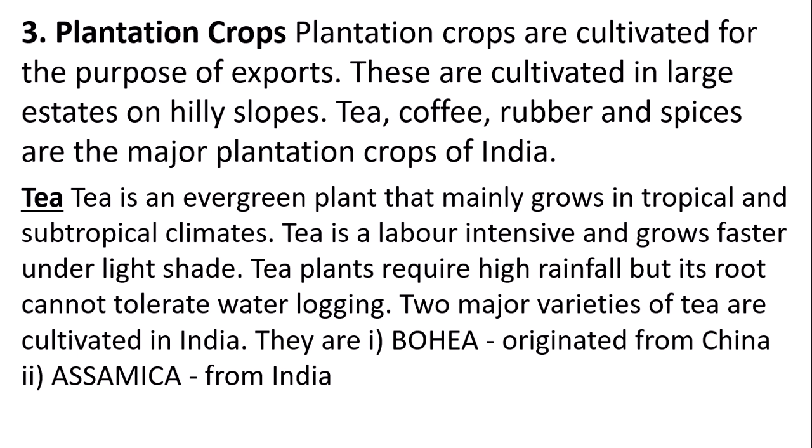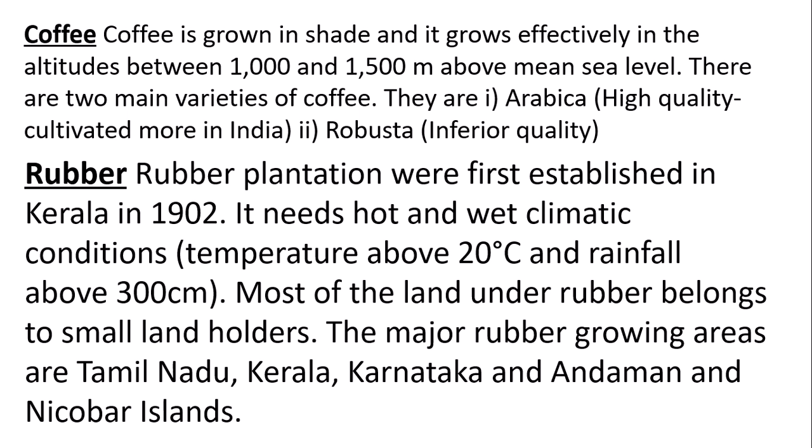Next, coffee. Coffee is grown in shade, and it grows effectively at altitudes between 1000 and 1500 meters above mean sea level.